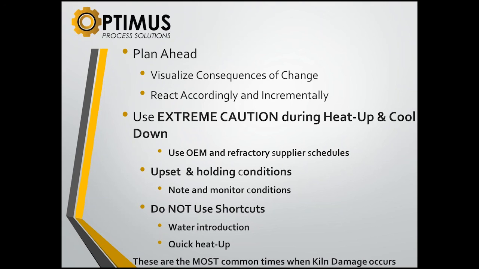What you can do in these cases too is what we call bottling up the kiln. Turn the fuel rate down or off. Turn the ID fan down as low as possible to just barely draw a draft through the kiln, and hold it in that condition. That's the safest thing to do. Don't use shortcuts. Water introduction into a kiln, unless it's a complete emergency, can cause major problems.